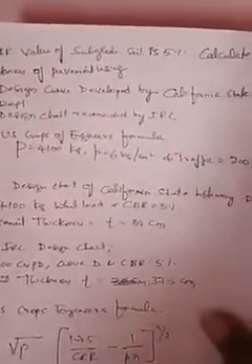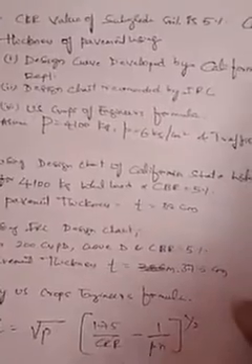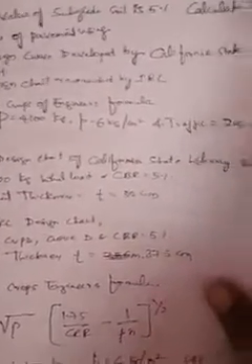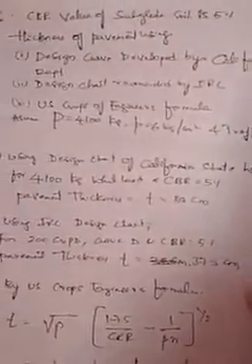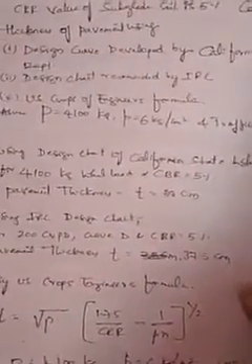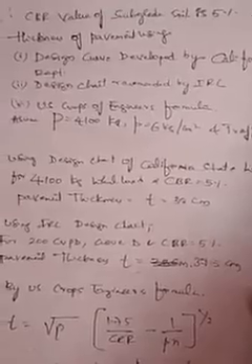Okay, so here is the problem. CBR value of the subgrade soil is 5%. Calculate the total thickness of the pavement using, first one, the design curve developed by California State Highway Department. Second one, the design chart recommended by IRC. Third one, using the formula given by US Corps of Engineers.